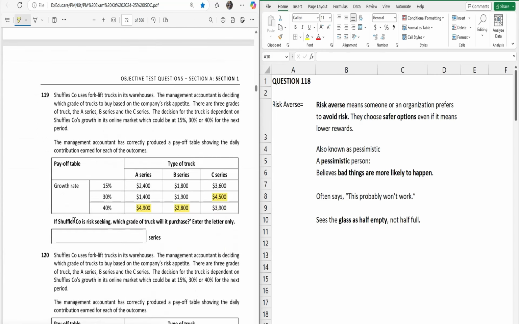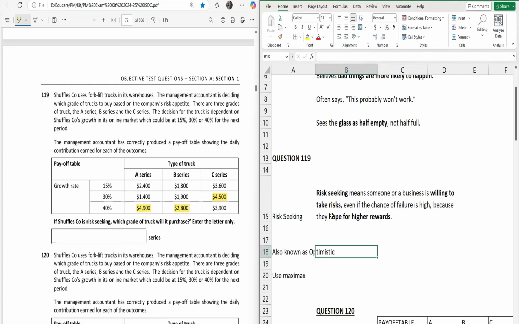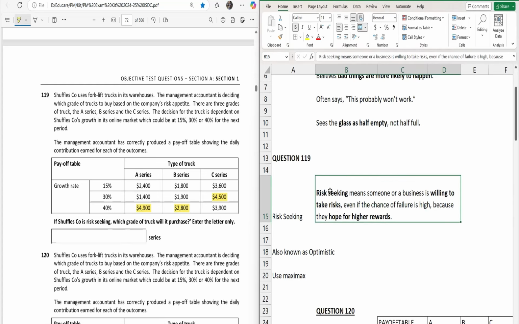Now the question is asking: if Shuffle company is risk taking, which grade of truck will it purchase? Enter the letter only. Now the question says risk seeking, and risk seeking means someone who is willing to take risks, no matter what the reward will be. In expectation, they hope for a better reward, but there is even a chance of higher failure. So this kind of person is also known as optimistic, and in this case, we will go for maximax. All right.